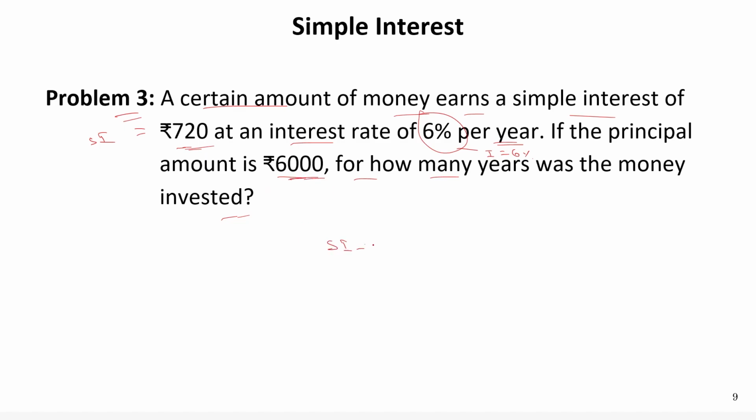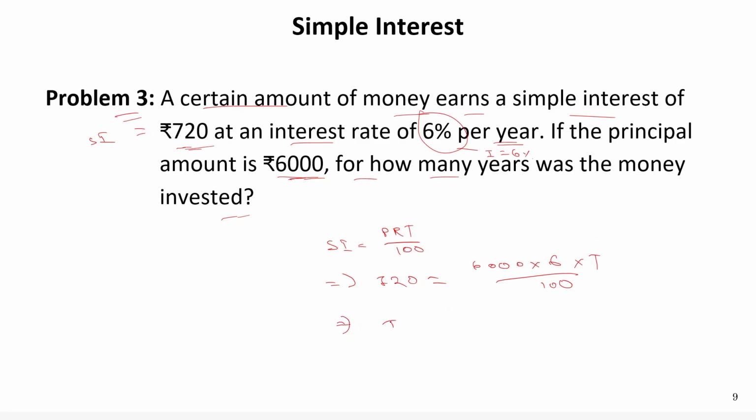So SI is equal to PRT by 100, right? So this implies that SI is given to us as 720, P is given to us as 6000, and R is given to us as 6%, so we have to divide it by 100, and there is T unknown. So we have assumed the number of years is equal to T.